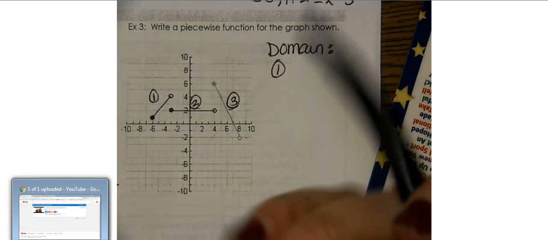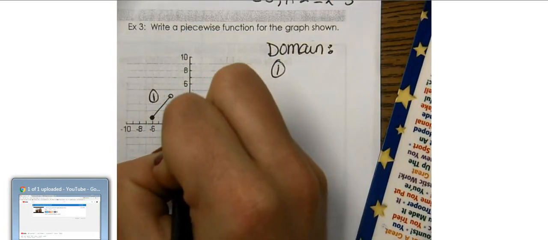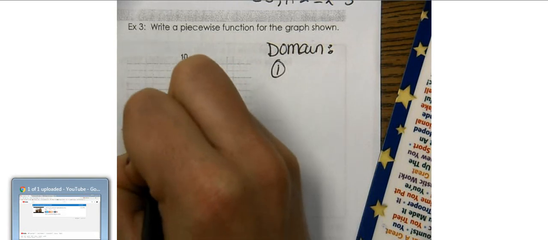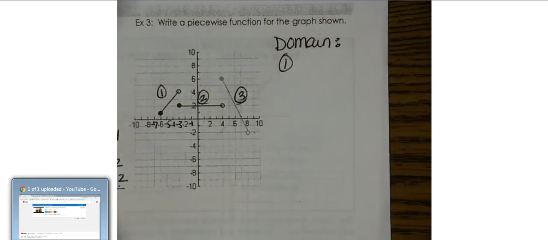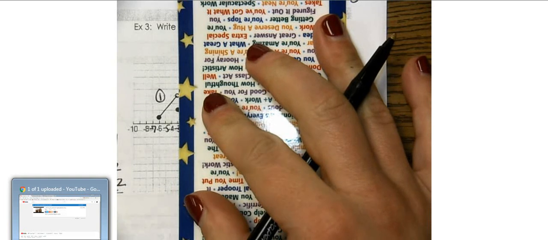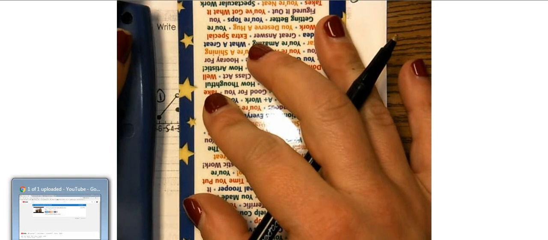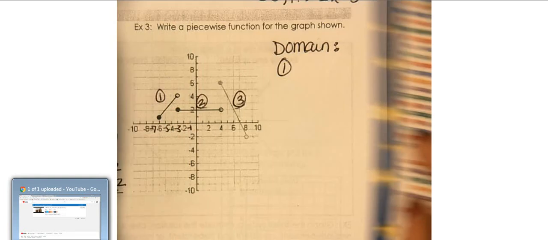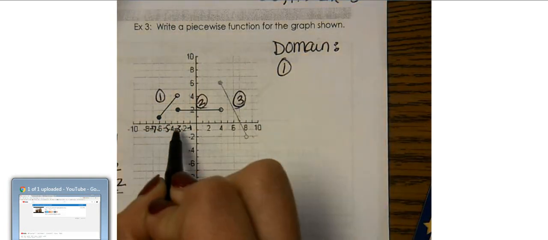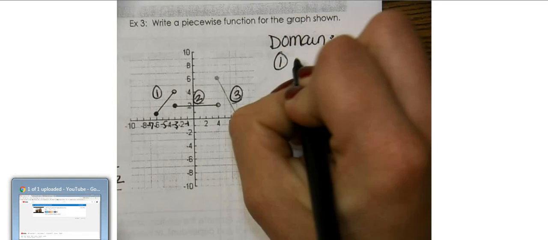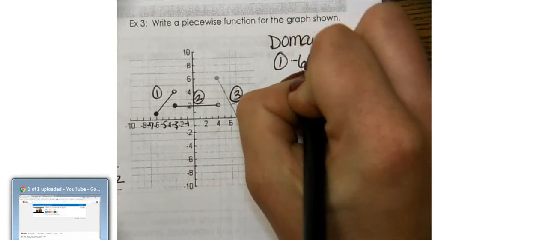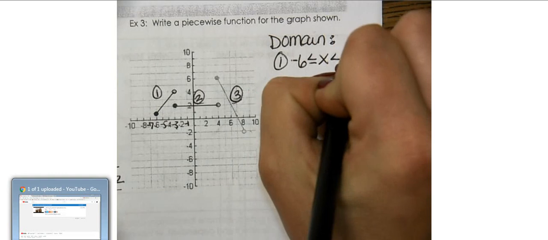So for my first piece, it appears, and I'm going to insert my numbers because I'm a visual person, so I need to just see this. I'm going to insert my numbers. It appears as if it's starting at -6 and ending at -3. -6 has a closed circle, and -3 has an open circle. So my first domain piece is -6 is less than or equal to x, which is less than -3.